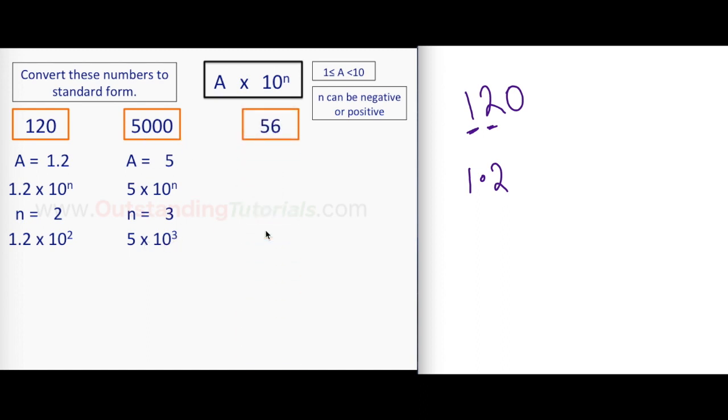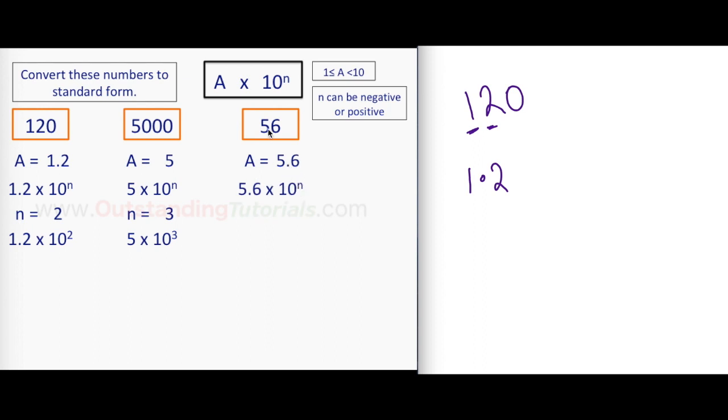Okay, 56. What number between 1 and 10 will have the same digits as this number? That has to be 5.6. Okay, how do I get from 5.6 to 56? Well, it looks like it's only moving 1 place bigger. So that's 5.6 times by 10 to the n. What power of 10 must that have?